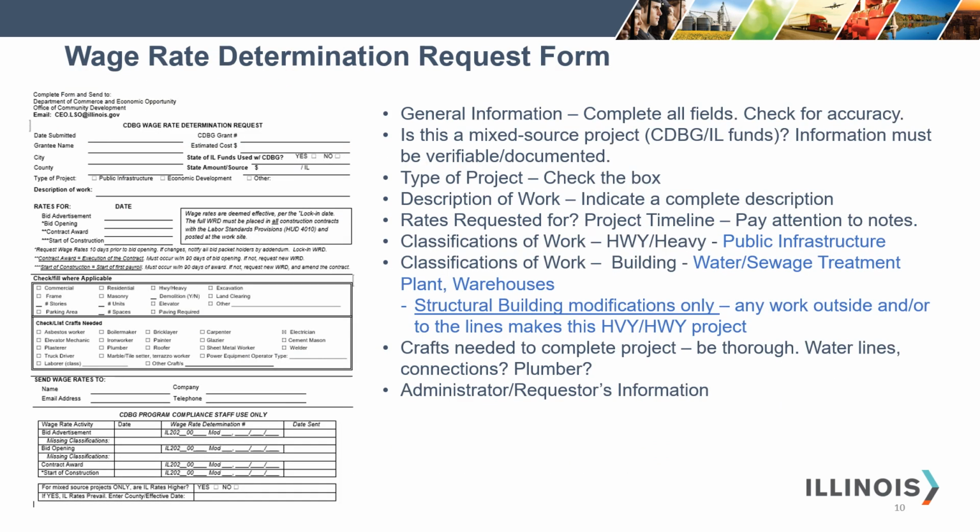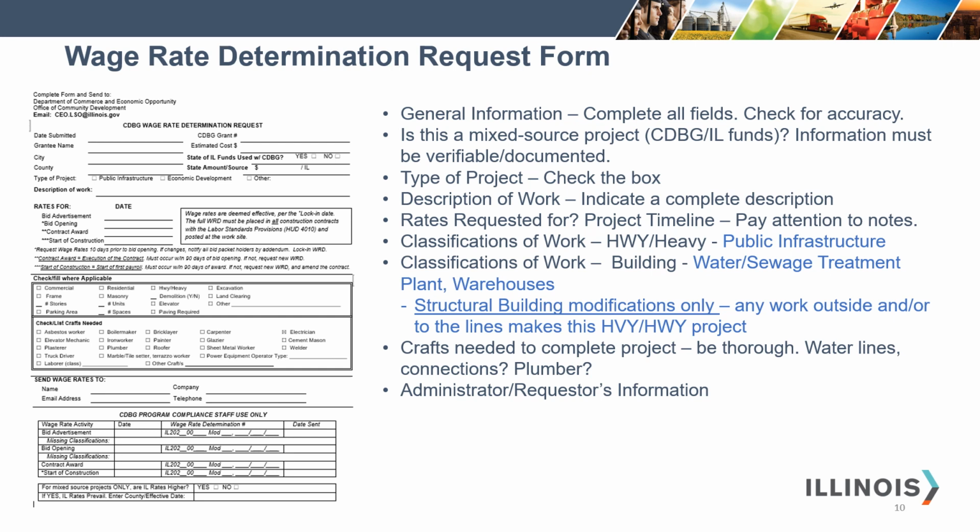Okay, now we're going to move to the wage rate determination request form. If you are able to download the form, now would be a good time to have that in front of you. You will notice that it does look a little different. So we're going to go through each section. General information. Please complete all fields and check for accuracy. You must complete the date submitted, the CDBG grant number, the CDBG grantee name.